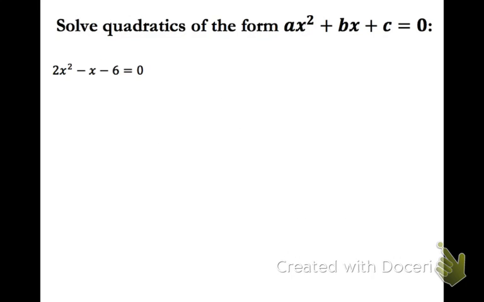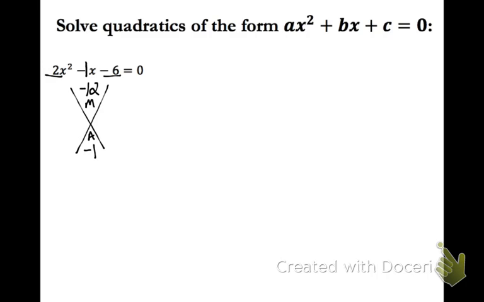Okay, with this next problem, we already have it in order, x squared, x, and no x, and it's set equal to 0. And we don't have a greatest common factor because nothing divides 2, -1, and -6. So we're ready to just set up our x. A times c goes in the top, so 2 times -6 is -12. And b goes in the bottom, -1. We want to multiply to -12 and add to -1.